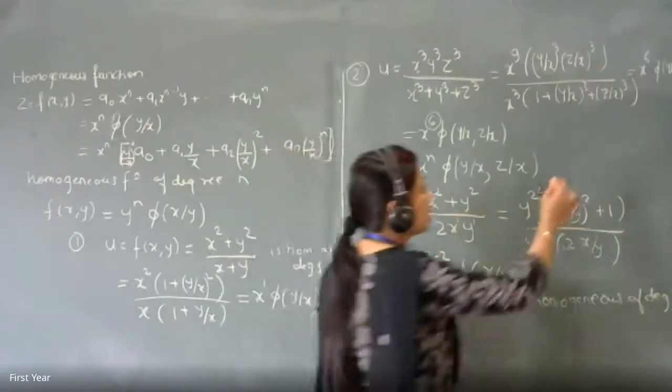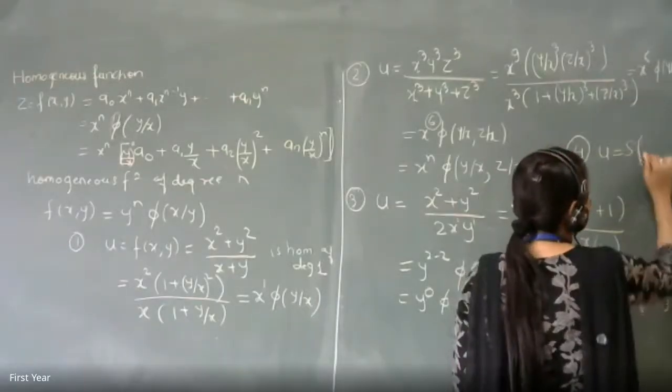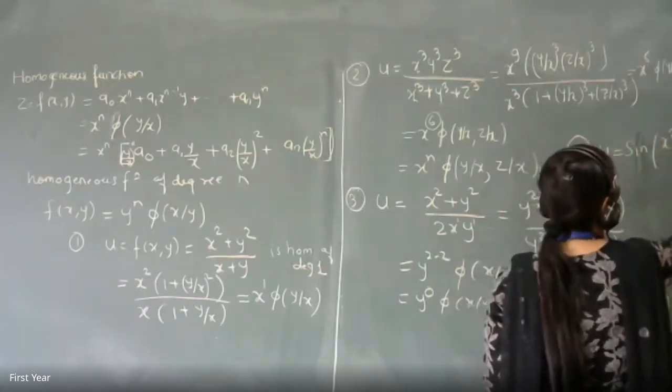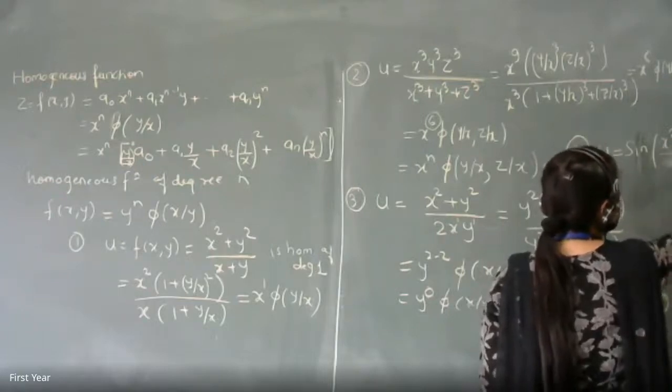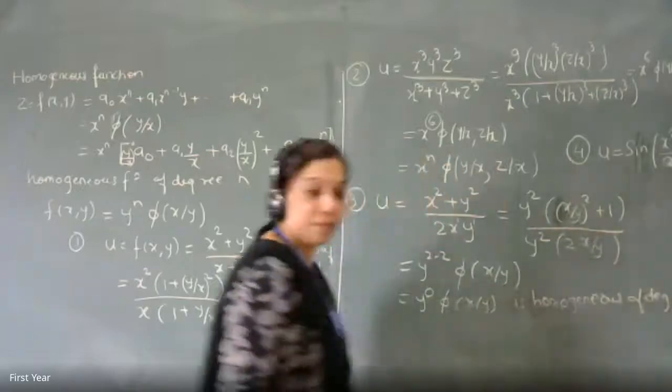Now you take one more example, fourth example, and you tell me the answer. U is equal to sine of x square minus y square upon x plus y. Let me first write down this one. 2xy first. U is equal to.